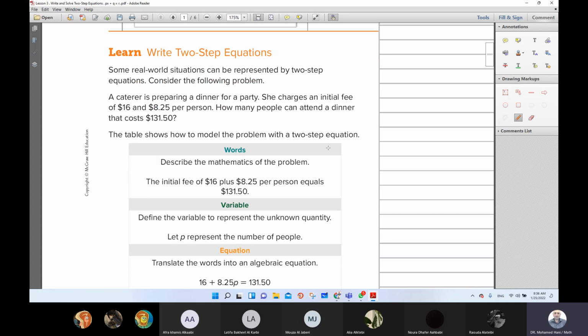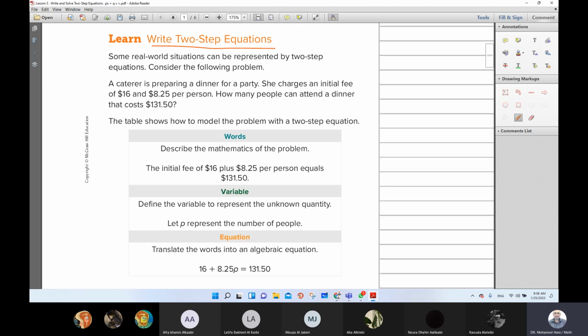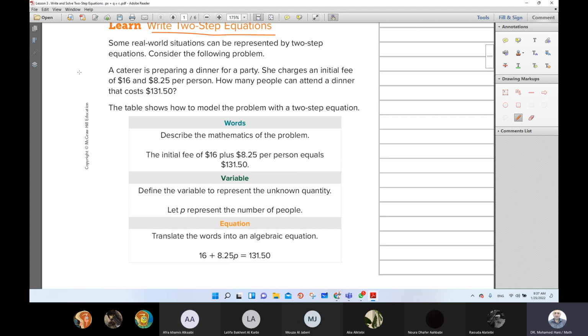The first idea in this lesson: write two-step equations. Some real-world situations can be represented by two-step equations. Consider the following problem. Listen here.